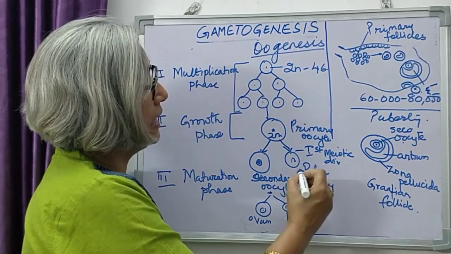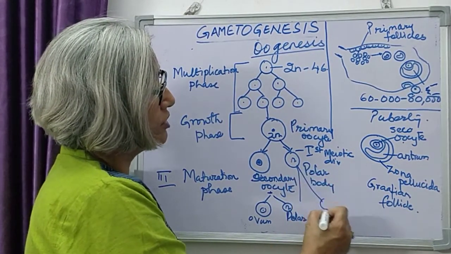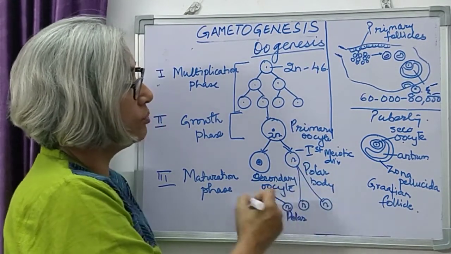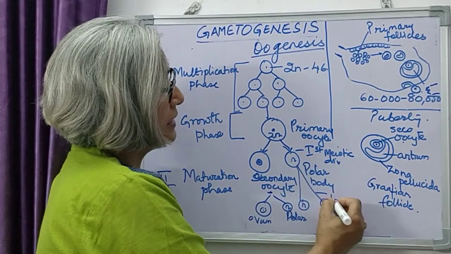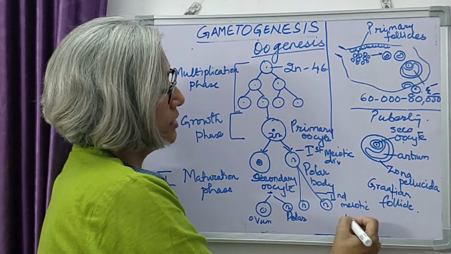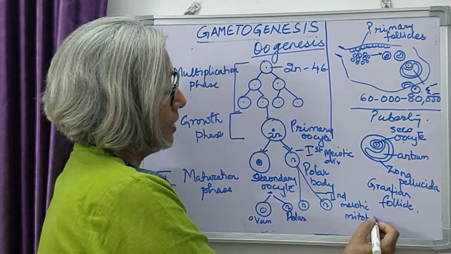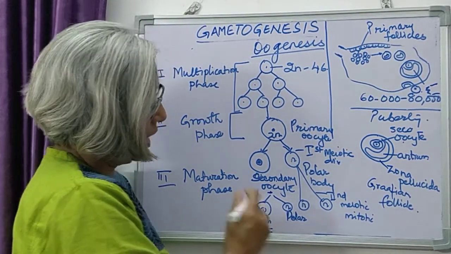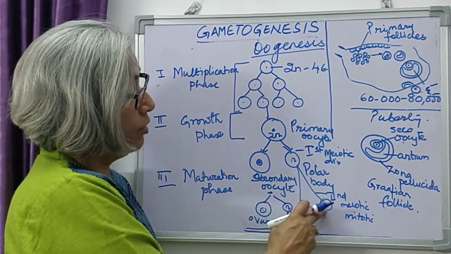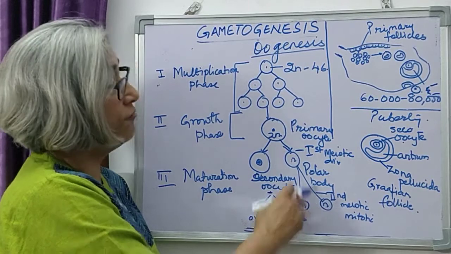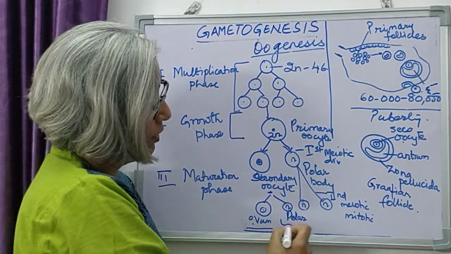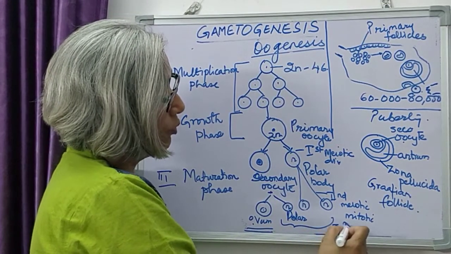This is the second meiotic division, which is actually mitotic in nature because the chromosome number remains the same. And this is formed at the time of fertilization. The polar body forms two more polar bodies. So finally at the end of oogenesis, we have only one ovum and we have three polar bodies.